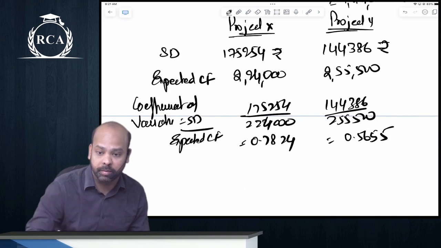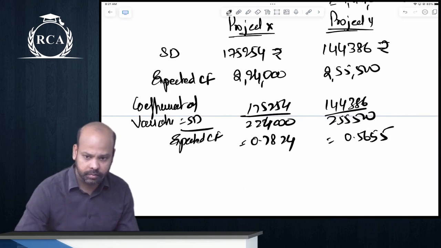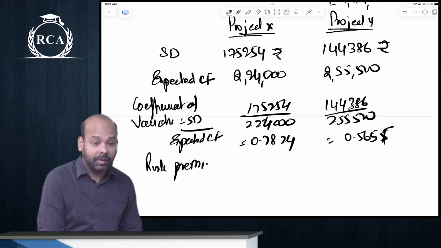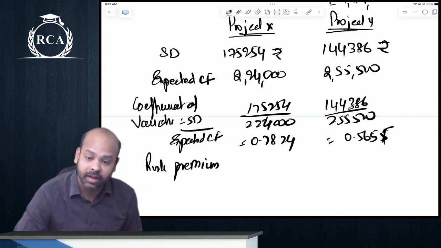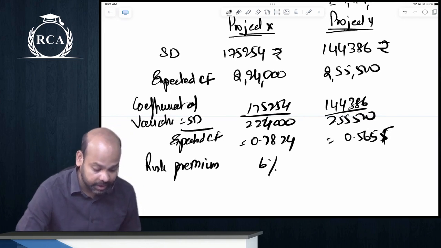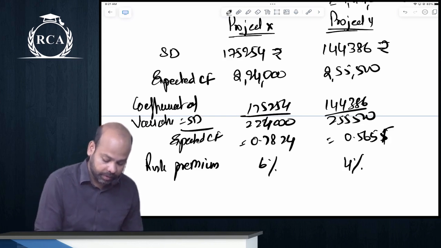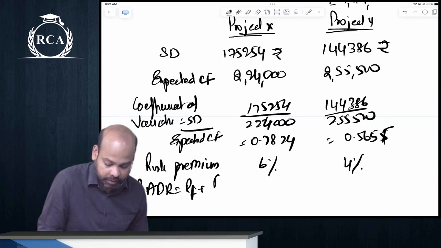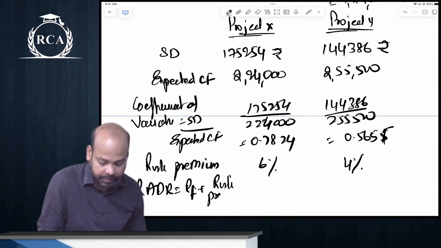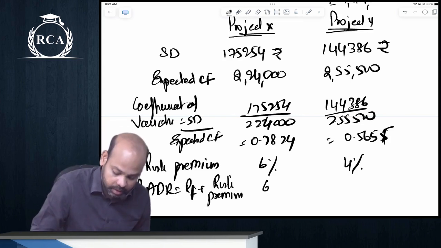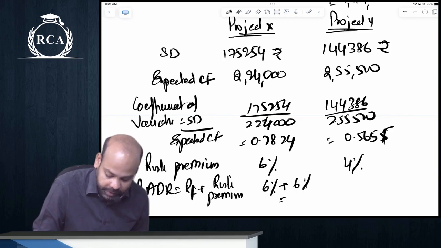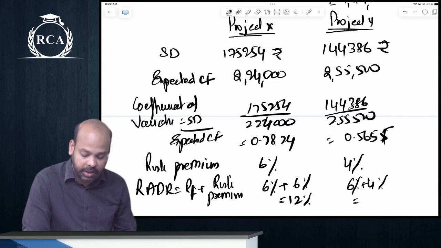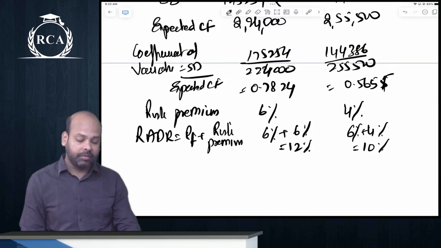What is your risk premium? That is wrong. Okay, fine. How much is risk premium, guys? For this it will be 6%. For this will be 4%. What will be your RADR, guys, now? Risk free rate, guys, plus risk premium. What is the risk free rate, beta? So 6 plus 6, it will be 12% for the first project, and 6% plus 4%, it will be 10% for the second project.